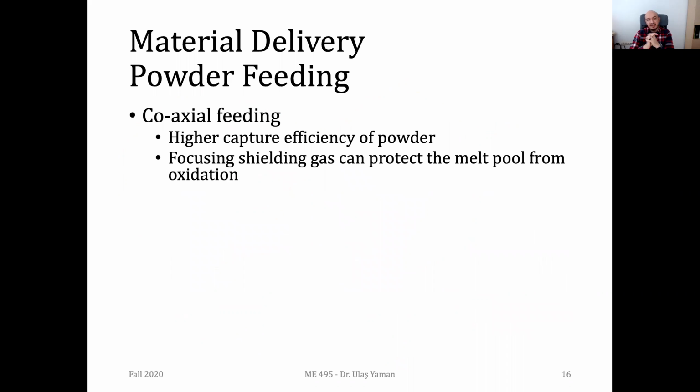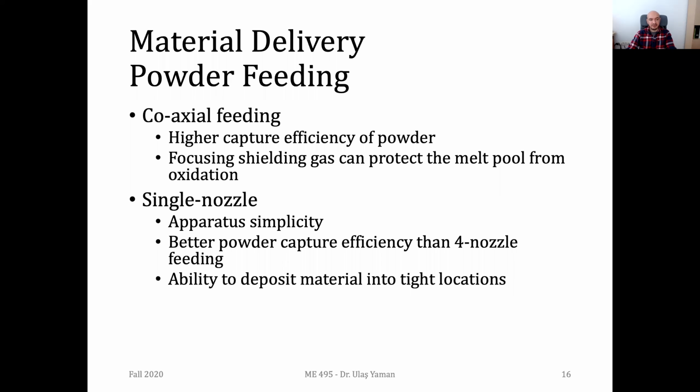In the coaxial feeding, obviously, we have high capture efficiency of powder. Since we have the shielding gas and the coaxial feeding system, our molten pool will capture most of the powders. And another advantage of using shielding gas, which I forgot to tell you in the previous slide, is that since it's an inert atmosphere, we don't have any oxidation in the deposition process. But if you don't have shielding gases around, then probably you will have some oxidation inside your deposition process. So what about the single nozzle case?